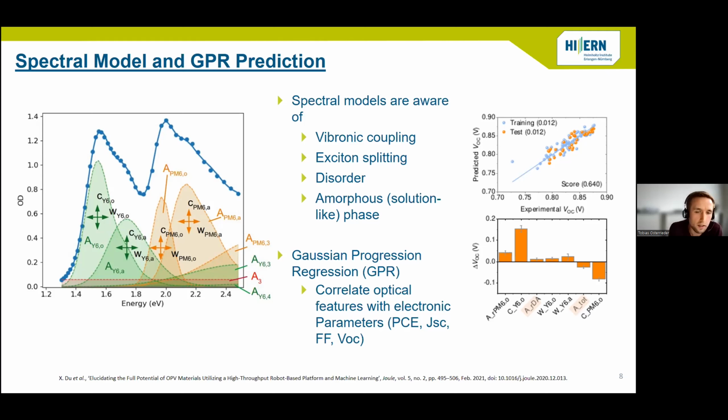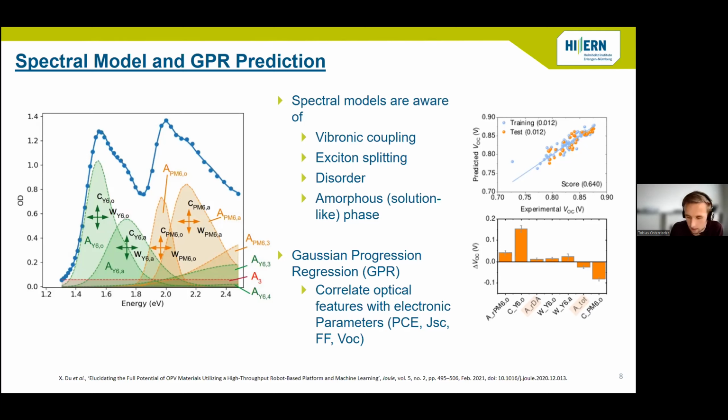So we have an initial data set, we measure the absorption, we measure the efficiency, and then we train our GPR on that. Later we can use the trained model on some unknown data and predict the efficiency of the cells from the absorption spectra.